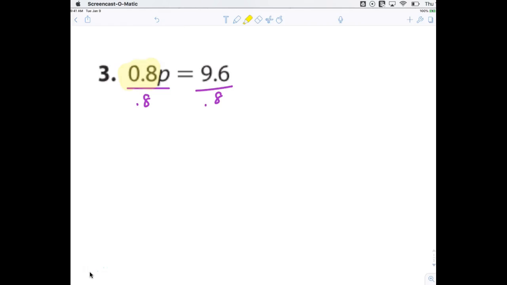Now, what happens to the 0.8s? They cancel. So you're trying to isolate the variable. That's what your objective is. You're trying to isolate.